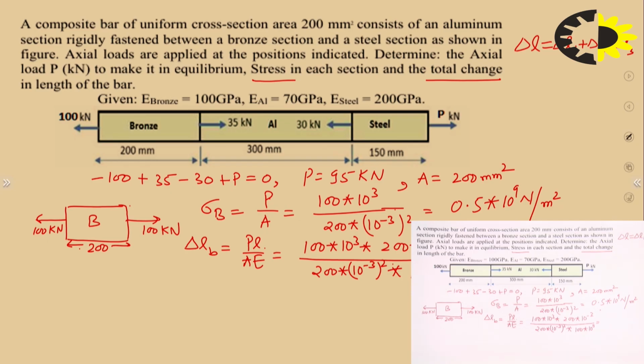Okay, am I all right? So what will be the answer? The answer will be 10 to the power minus 3 meters, or you can say it is 1 millimeter. Now I am coming to the second part of this, which is made up of aluminium.